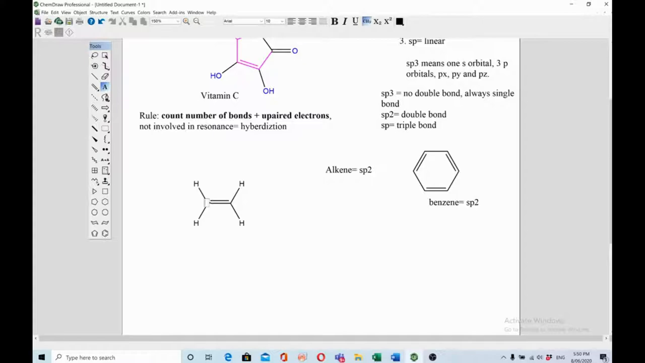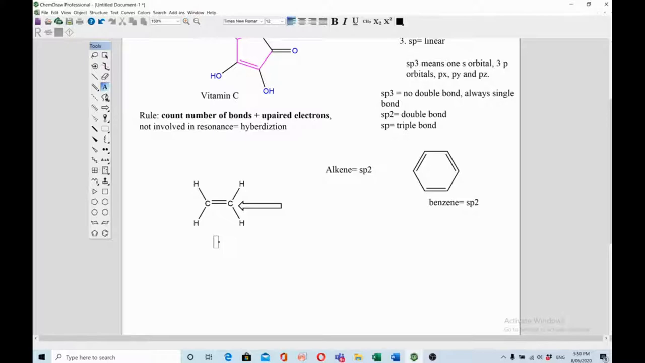Let's first discuss this carbon. If you are asked what the hybridization of this particular carbon will be, again you have to follow this rule: count the number of bonds and unpaired electrons. This carbon has made 1 bond to this hydrogen, 1 to this hydrogen, and 2 with this carbon. So in total it has made 3 bonds. You can't say it has made 4 bonds. The double bond counts as one type of bond.